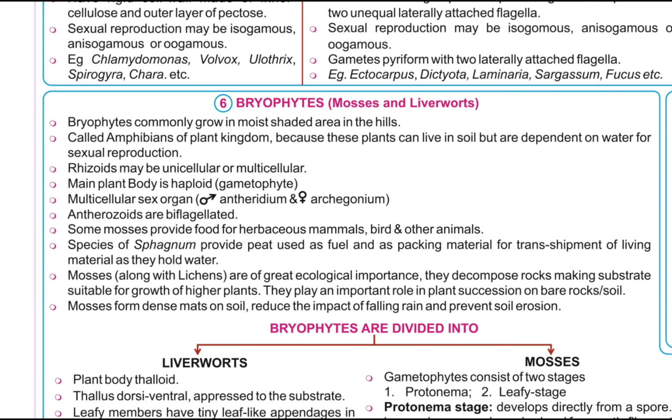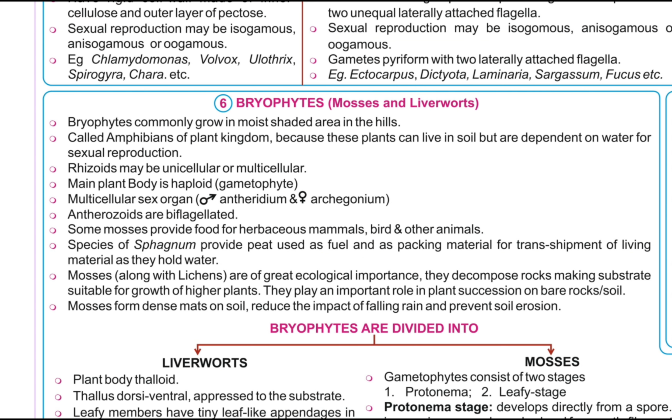Some mosses provide food for herbaceous mammals, birds and other animals. Species of Sphagnum provide peat used as fuel and as packing material for transshipment of living materials, as they hold water. Mosses along with lichens are of great ecological importance. They decompose rocks, making substrate suitable for growth of higher plants.